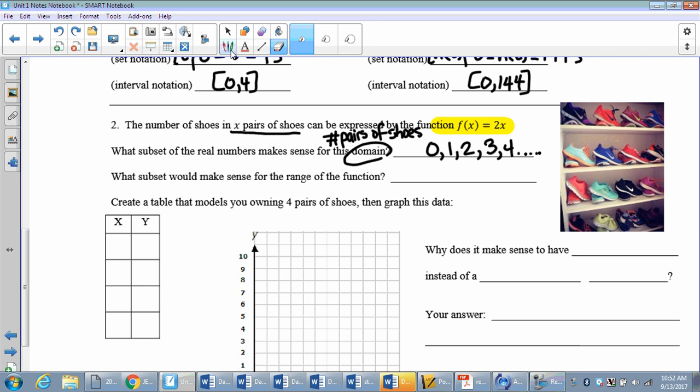And then we're asked, what subset would make sense for the range of the function? Well, what's the range about? I only underlined x pairs of shoes, but if I look at this entire statement, it says the number of shoes in x pairs can be expressed by this. So this is actually what y is about, the total number of shoes.